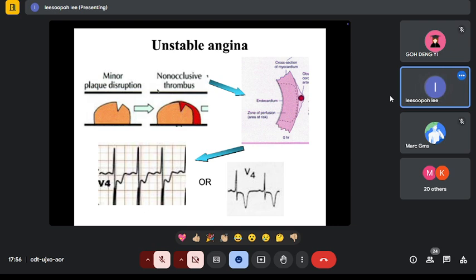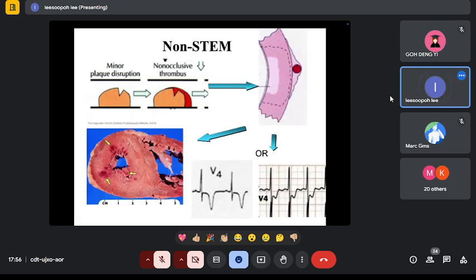Okay, this is a cross-sectional image of the heart muscles. In unstable angina, you will not have muscle injury because there's still oxygen and blood perfusion. But the ECG will still show changes because of the strain. You can see ST depression in the ECG. Okay, I will talk about the ECG in the next few slides. So what about STEMI and non-STEMI?